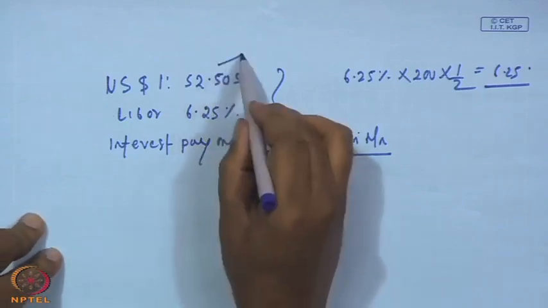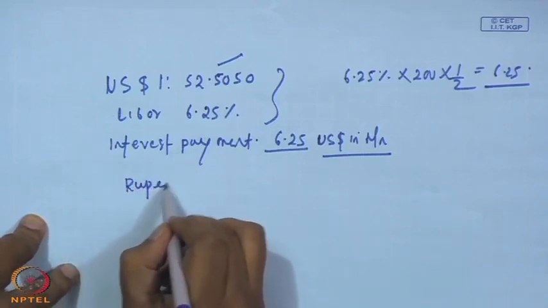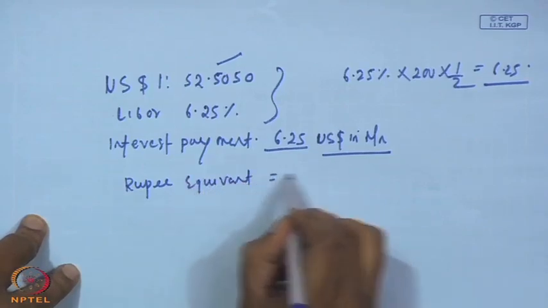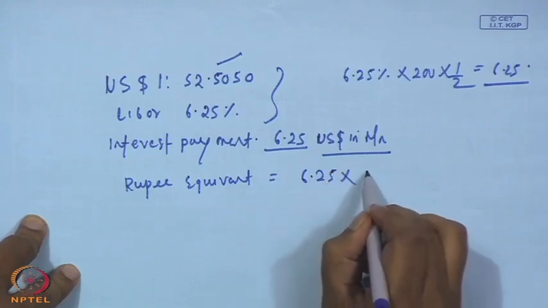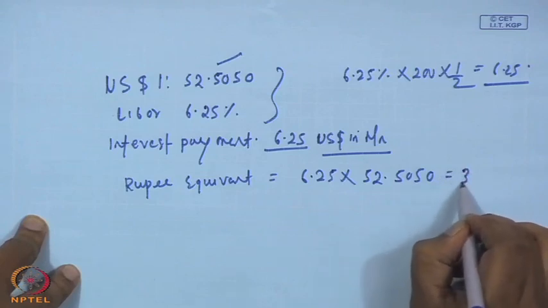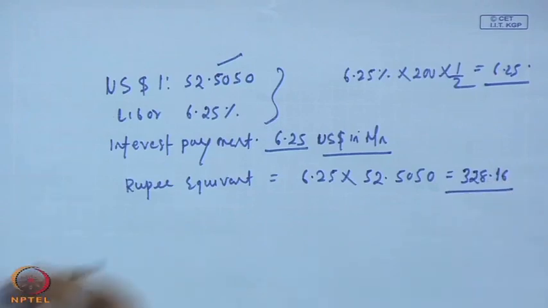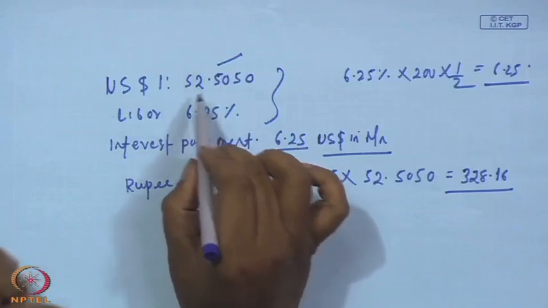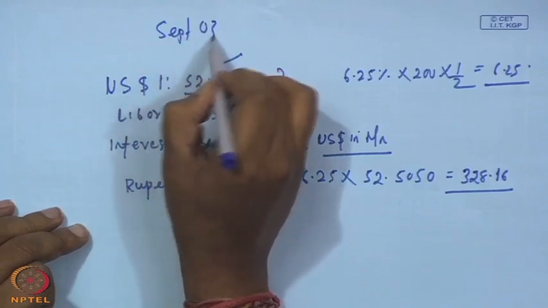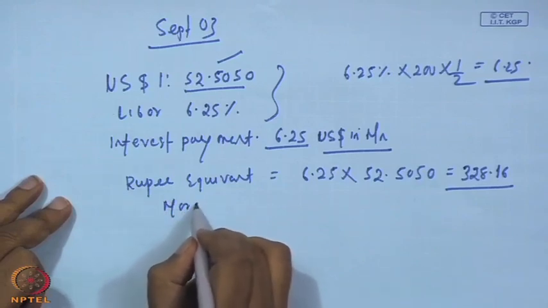But if the exchange rate remains constant at 52.5050, then the rupee equivalent of the interest payment will be 6.25 into 52.5050, which comes to around 328.16. If the dollar rate remains constant, it will come to this in September 2003. Now, the next 6 months is March 04, suppose March 04 has arrived.